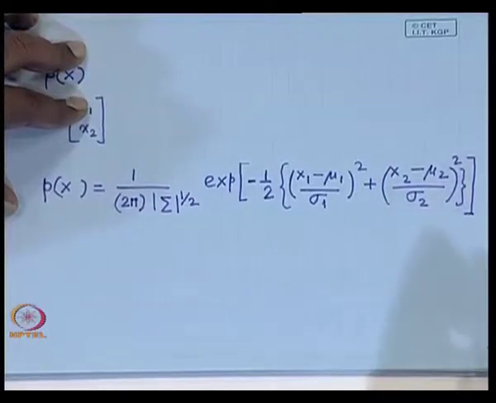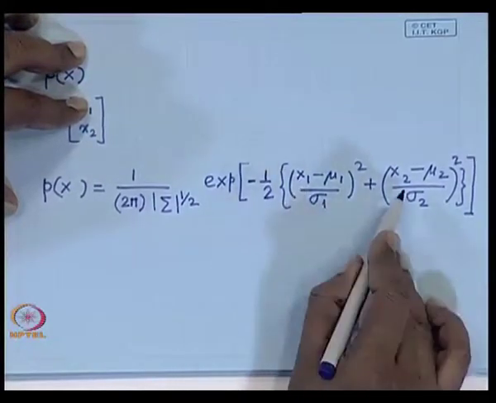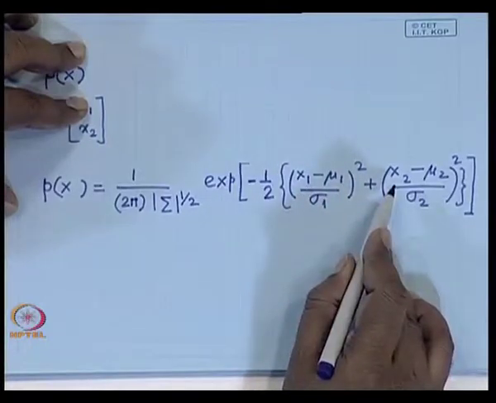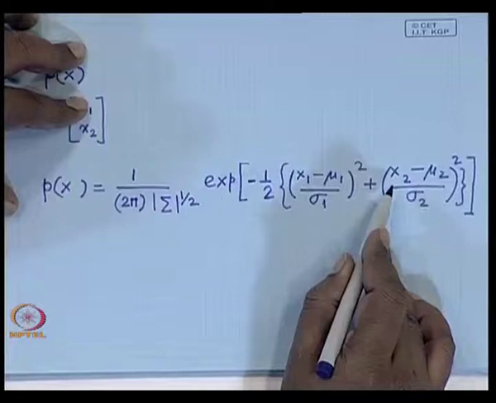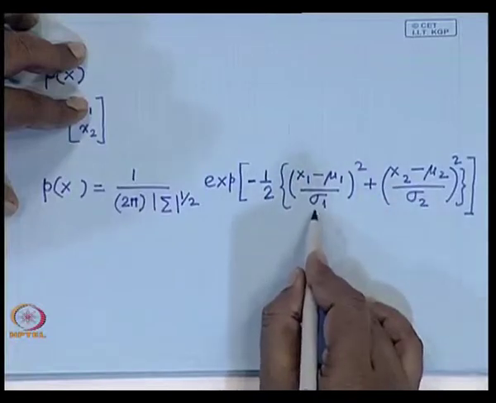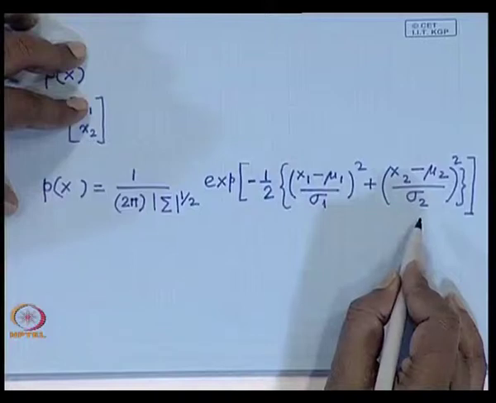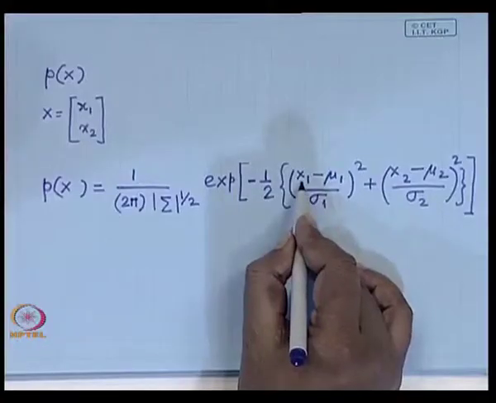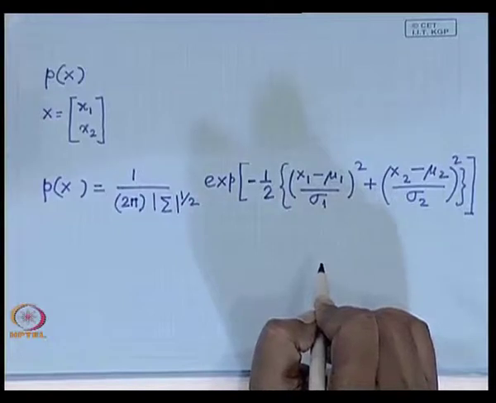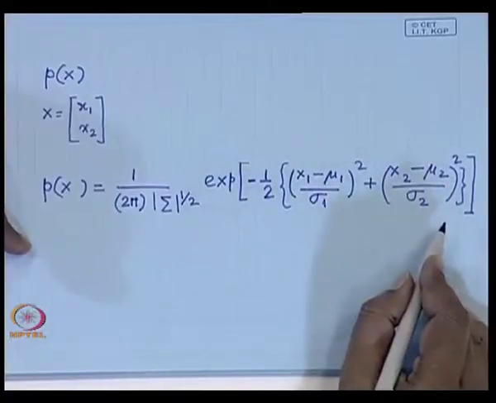This is a simplified expression, because I have assumed that the components x 1 and x 2, they are statistically independent. Okay. So, that is why I could have a simplified expression only in terms of sigma 1 and sigma 2, only the diagonal elements in my covariance matrix. Okay. It is only because my assumption that x 1 and x 2 are statistically independent. So, sigma 1 2 or sigma 2 1, they will be equal to 0, because x 1 and x 2 are statistically independent. If they are not statistically independent, then in this exponential term, I will also have terms corresponding to sigma 1 2 and sigma 2 1.